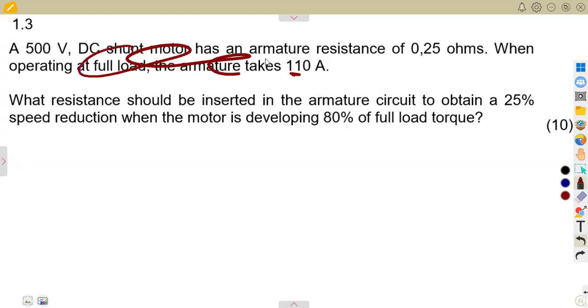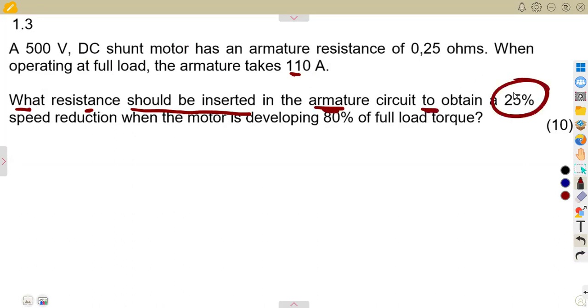So this is a condition where we do not know what's going to happen from this part. But now the question is, what resistance should be inserted in the armature circuit to obtain a 25% speed reduction? Take note there, the speed is reduced, meaning this is a typical speed control question. At the same time, we are given that when the motor is developing 80% of the full load torque, on the final condition, it is going to have 80% of the full load torque. All right.